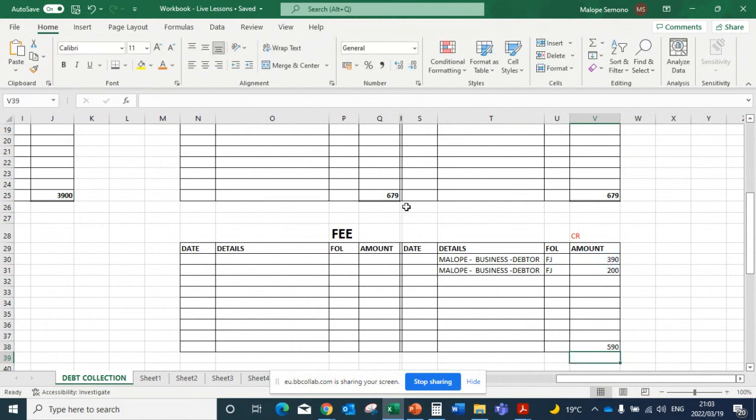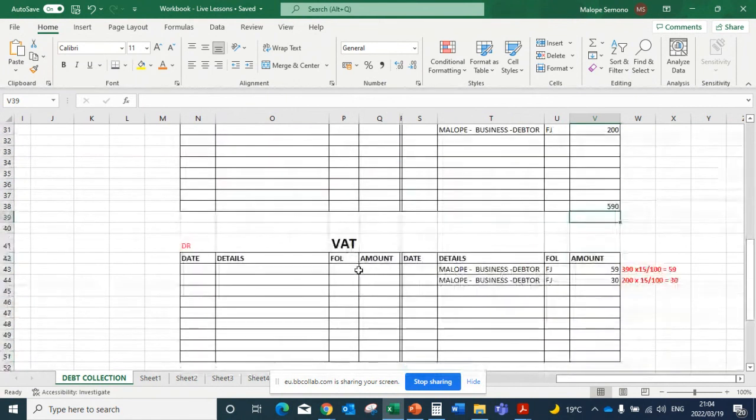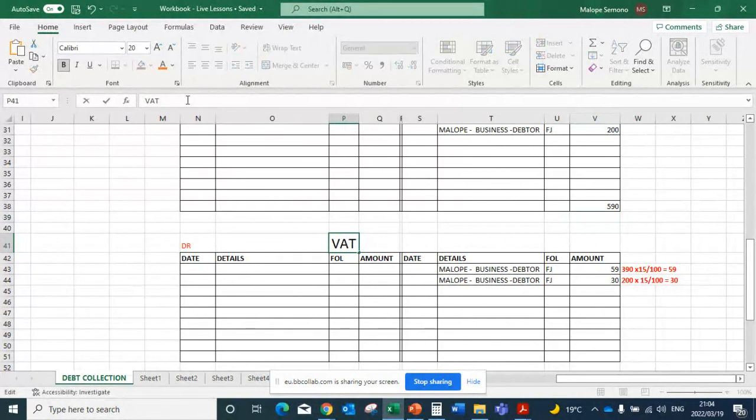Let's see, 590. Remember, this one obviously the fee will affect the income statement of the business when the business wants to check their financial performance, whether they made profit or loss during the year. So fee is going to be part of the income statement or the statement of profit and loss and other comprehensive income. So this is an income. And then VAT obviously is the VAT output. Okay, let's write VAT output here. So the VAT output obviously will be a liability in the books of accounts.